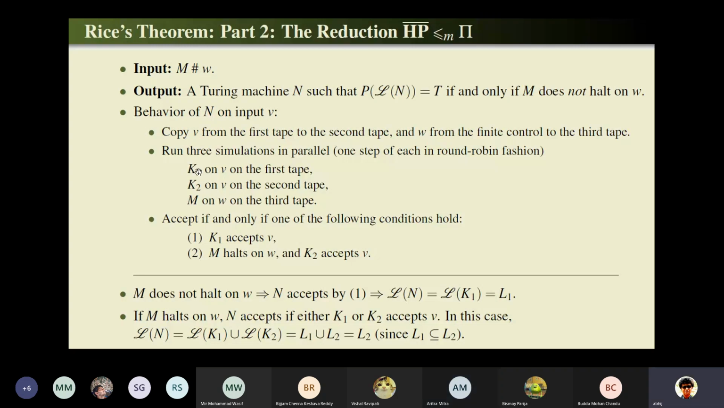Okay, so you are first doing this: simulate K1 on V, right? Yes, sir. If that simulation accepts and halts, I accept. And if it rejects and halts, I go to M on W. Yeah, but if K1 loops, nothing gets accepted. It just loops, so the language will be empty, right? V will not get accepted, but other inputs will get accepted. The language is always L1, right? Not exactly L1.